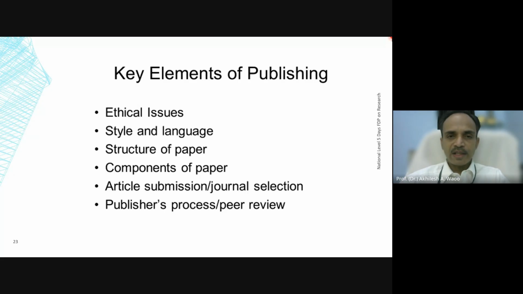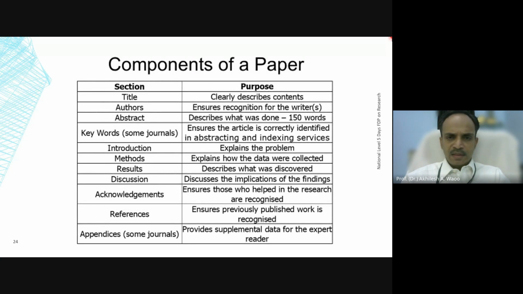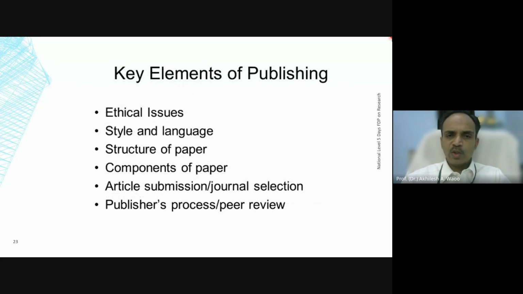Key elements of publication. There are multiple key elements: ethical issues, styles and languages, paper structure, components of paper, article submission, publisher's process, peer review process, and published article. I think no need to explain.